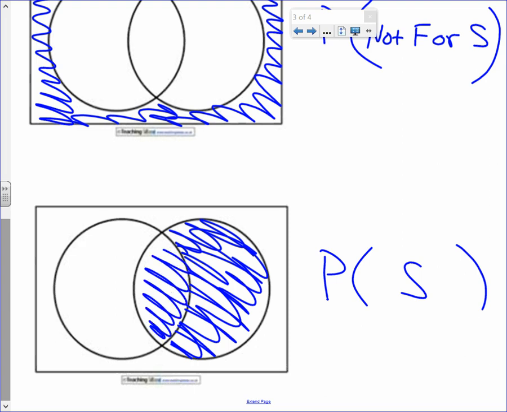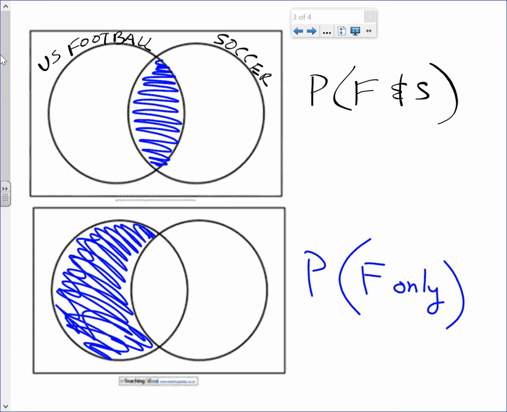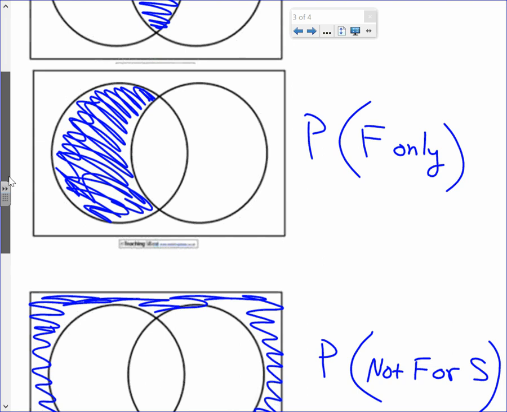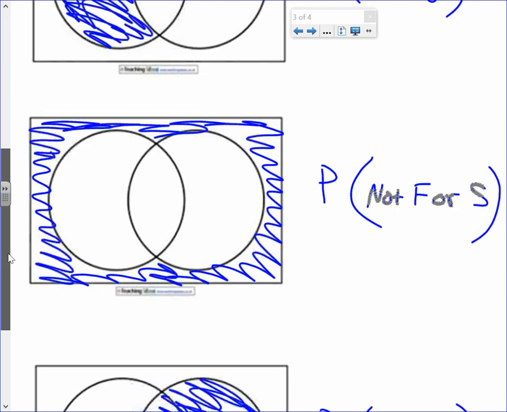Hold up one thing. Question. The top one, because that's not football or soccer. The people who don't like football or soccer wouldn't be in either circle. Got you. Yeah, I was right. My bad. Not F or S. So this is not football or soccer.